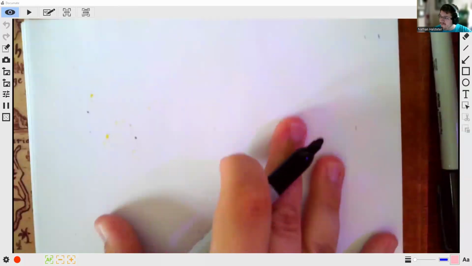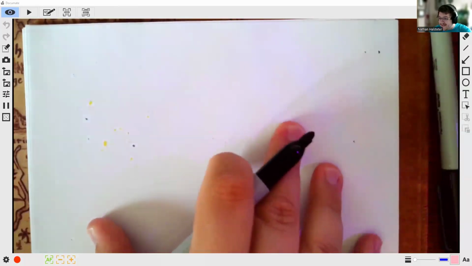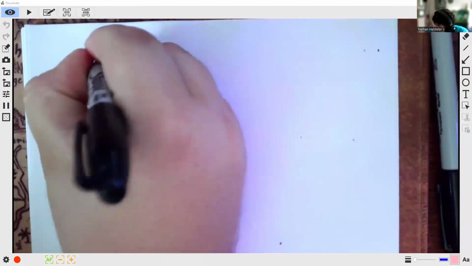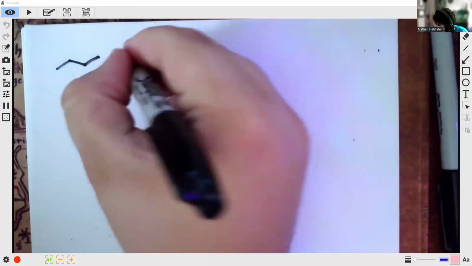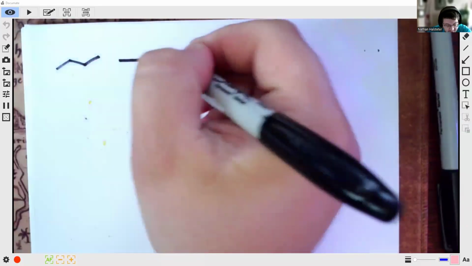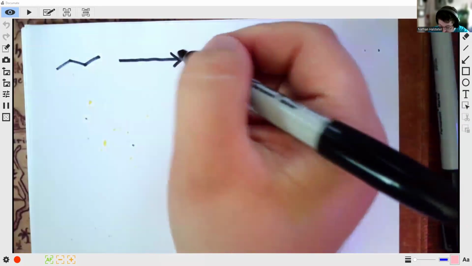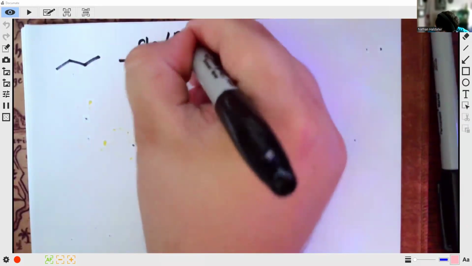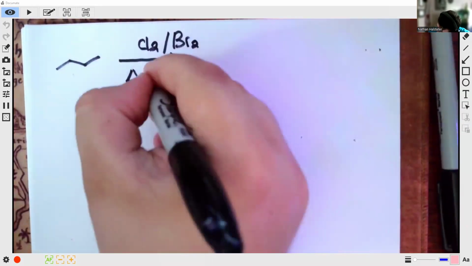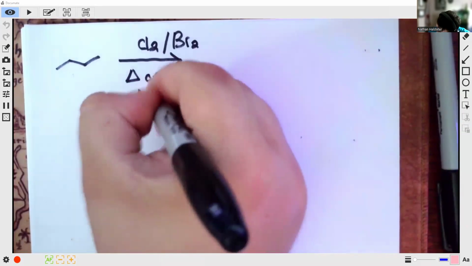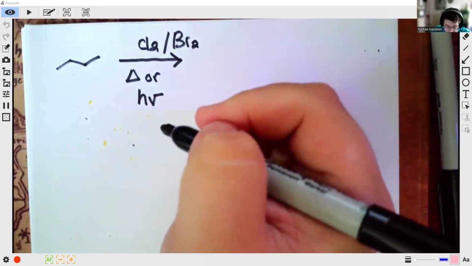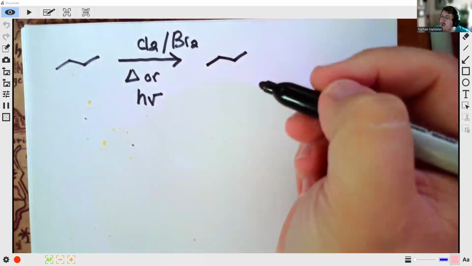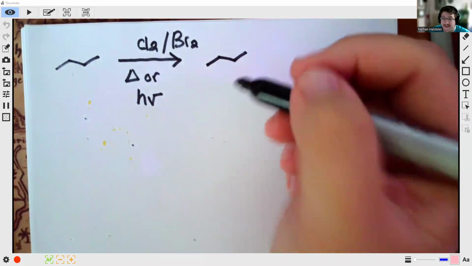All right, so I already gave it away, but how do we make these alkyl halides? Radical reactions. So if we take an alkane and react it with Cl2 or Br2 in either heat or light, abbreviated hv, we can add a halogen to the most substituted carbon. There, that is that word again.